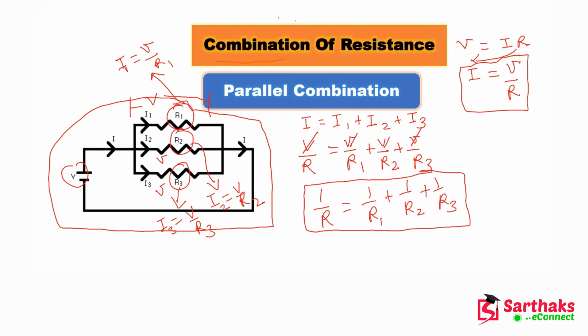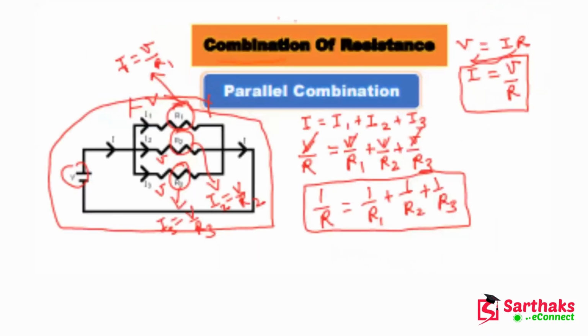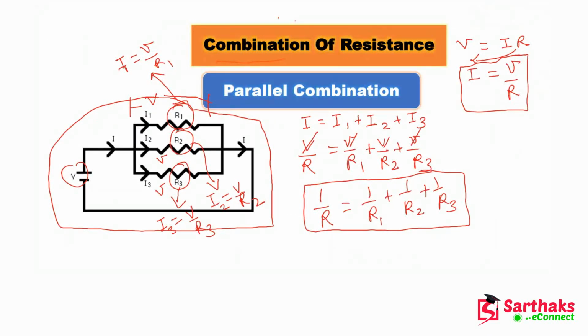Because in the previous slide we saw, let me show you the previous slide. Here you can see that the combined resistance was R is equal to R1 plus R2 plus R3. But in the case of a parallel connection, you can see that the combined resistance is given by 1 upon R1 plus 1 upon R2 plus 1 upon R3. So this is the formula which will be used in numericals. Whenever we solve numericals, we will use these formulas. I hope you get my points.